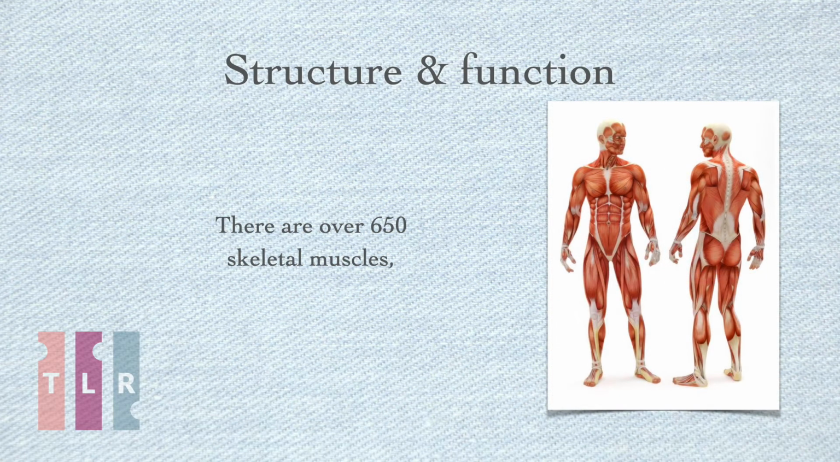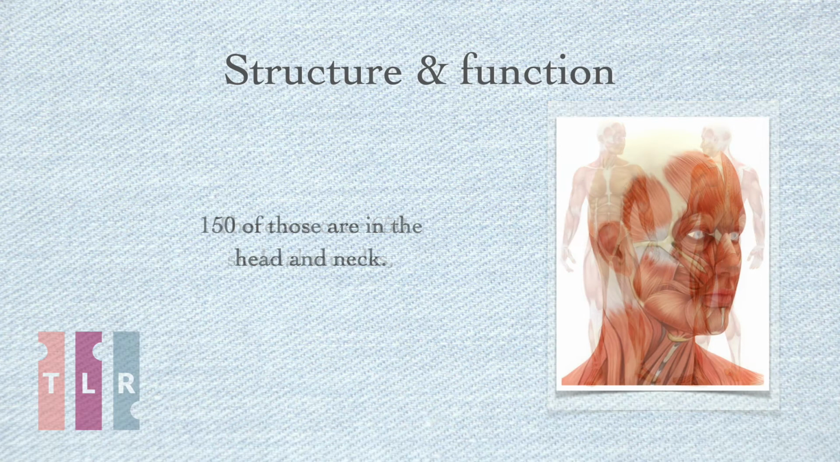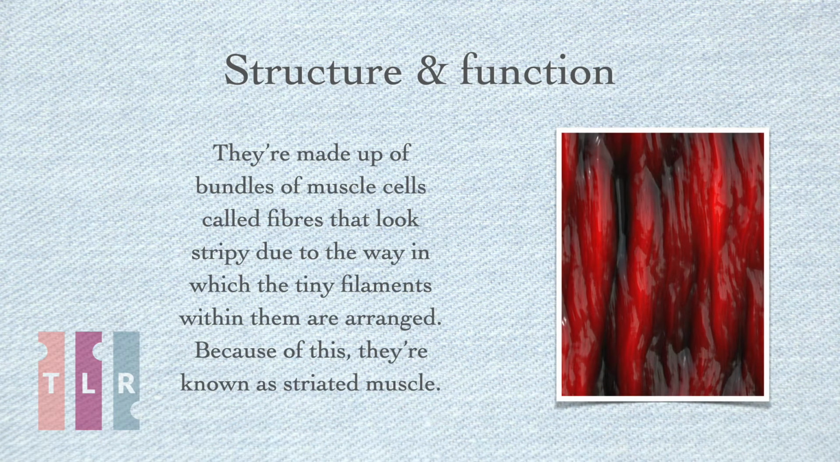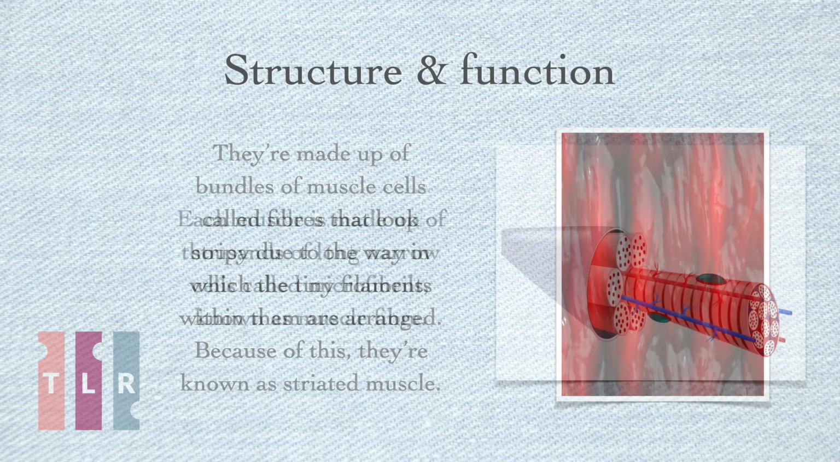There are over 650 skeletal muscles. 150 of those are in the head and neck. They're made up of bundles of muscle cells called fibres that look stripy due to the way in which the tiny filaments within them are arranged. Because of this, they're known as striated muscle.